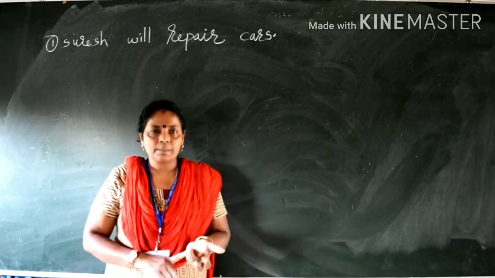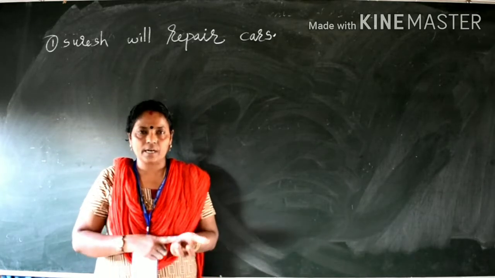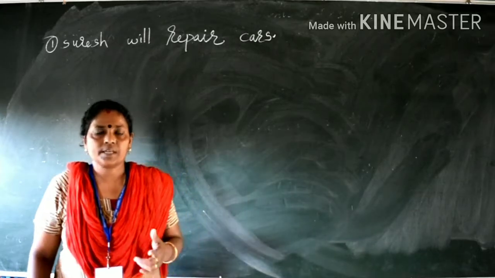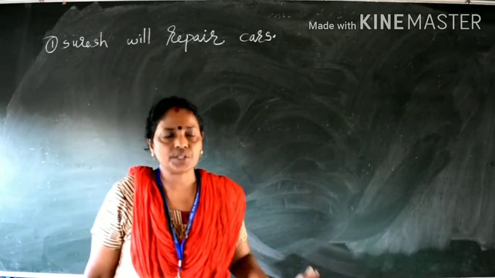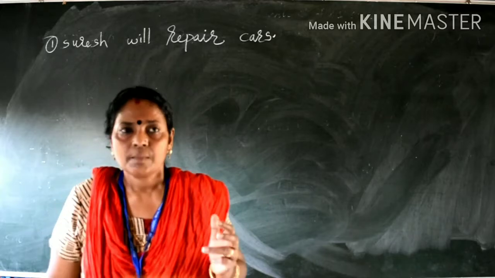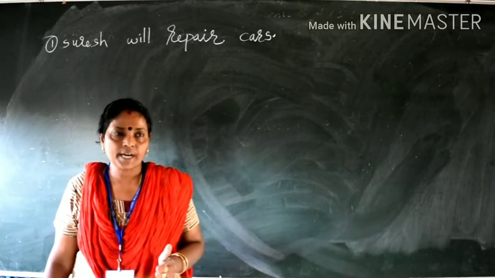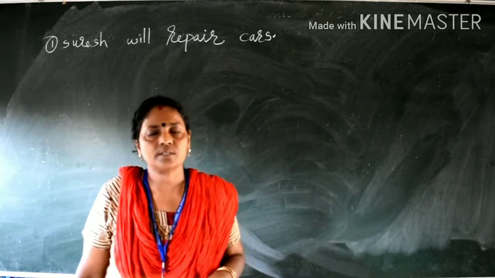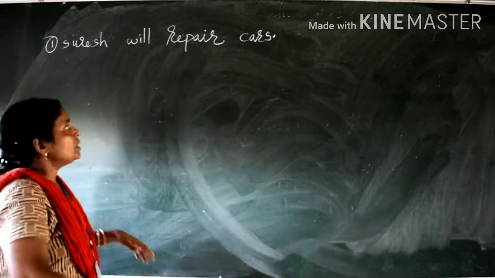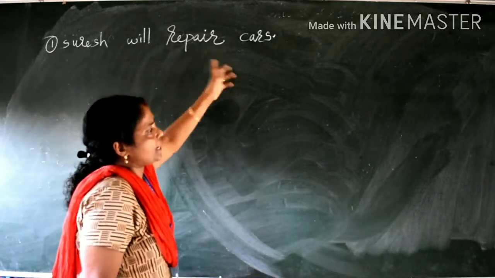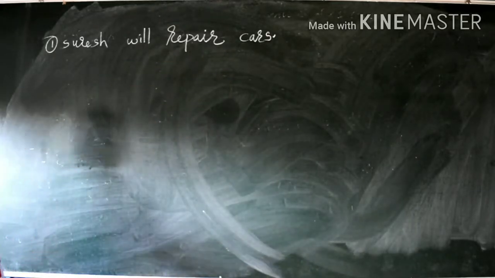Simple present tense we have already done, present continuous, present perfect, these 3 already done. Present perfect continuous has no voice. Then simple past tense, past continuous, past perfect we have already done. Past perfect continuous has no voice. Now we will do simple future. Suresh will repair cars. Rules are the same.